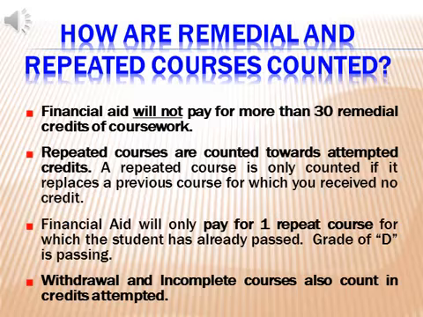How are remedial and repeated courses counted? Financial aid will not pay for more than 30 remedial non-credit coursework. Repeated courses are counted towards attempted credits. A repeated course is only counted if it replaces a previous course for which you received no credit. Financial aid will only pay for one repeat course for which the student has already passed. Keep in mind, grade of D is passing. Withdrawal and incomplete courses also count in credits attempted. Financial aid probation.